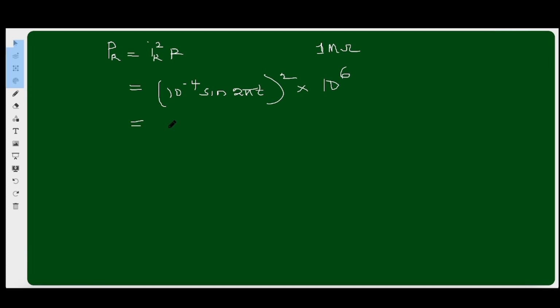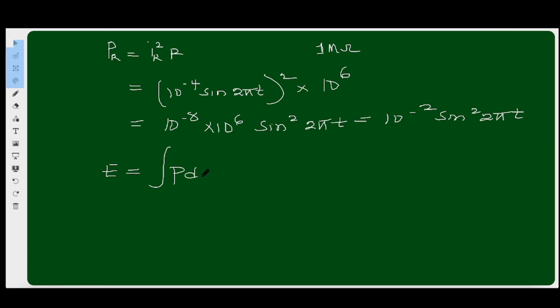So which is equal to what? This will give me 10 raised to the power minus 8 multiplied by 10 raised to the power 6 sine squared 2 pi t, which is equal to 10 raised to the power minus 2 sine squared 2 pi t. So energy is what? The integral of P dt from 0 to 0.5. They said we should get it for an interval between 0 and 0.5 seconds.